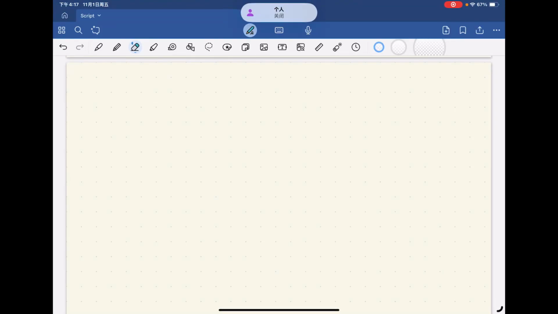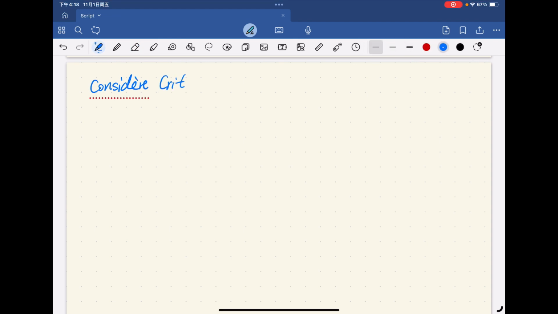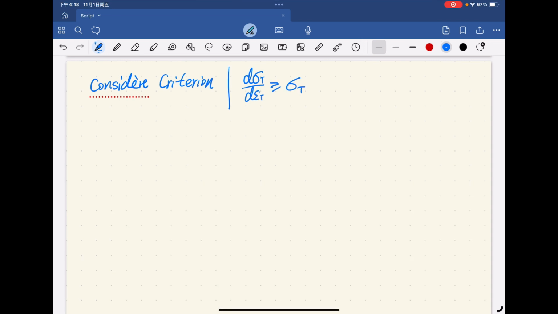In this video, I will try to derive the, I think its name is called, Considère criterion, which is also known as the necking criterion. It is the criterion to tell when the necking is happening in the sample, which is d sigma t over d epsilon t larger than or equal to sigma t. So I will derive this criterion step by step.